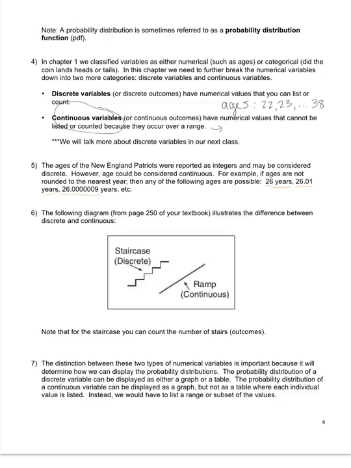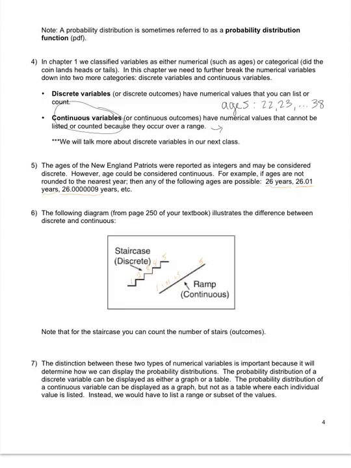All right, number 6. The following diagram, which is from page 250 of your textbook, illustrates the difference between discrete and continuous. So if we think of ages as discrete, think of it as steps, then someone is either 1, 2, 3, 4, 5 years old. But continuous, like a ramp, they might be 1 year old or 1.01 years old or 1.5. There's a lot more options. It's continuous, and that goes all the way up to 5 years old. All right, so know that for the staircase, you can count the number of stairs or outcomes, but for the ramp, you can't. On the ramp, there's too many outcomes to count.